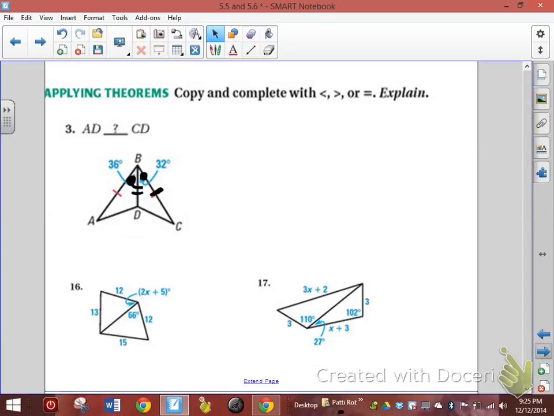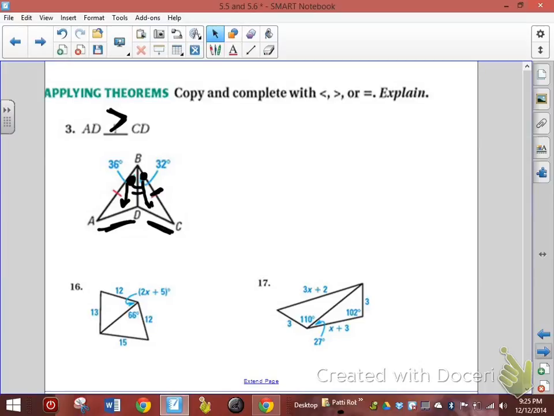And then you look at the side opposite of those angles. So since 36 is bigger than 32, that makes AD bigger than CD, so it'll be one of those signs, the greater than sign.